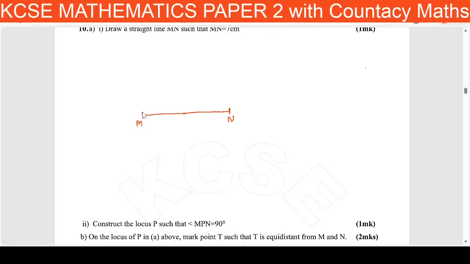If this line was 7 centimeters, therefore the center should be 3.5 centimeters from M and also 3.5 centimeters from N. Therefore, what you are going to do is take your compass and measure 3.5 centimeters from here to this part here. Therefore, this part should be 3.5 centimeters like that. And also on this other part, it will be 3.5 centimeters like that.